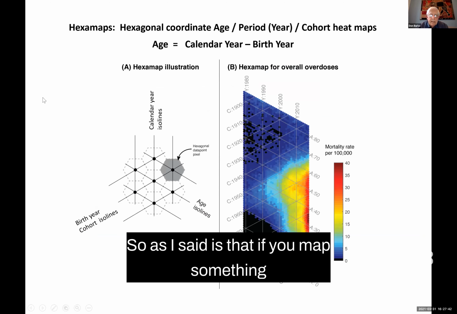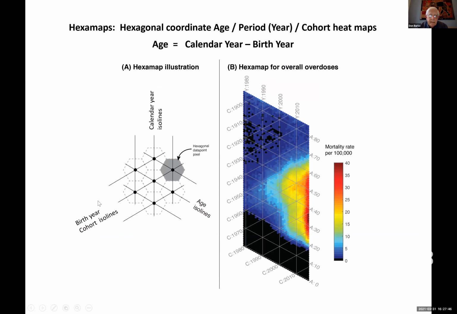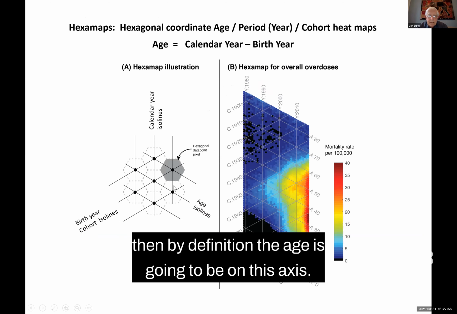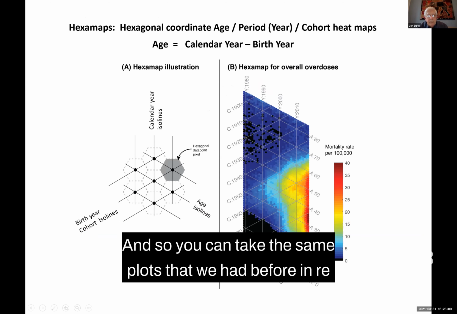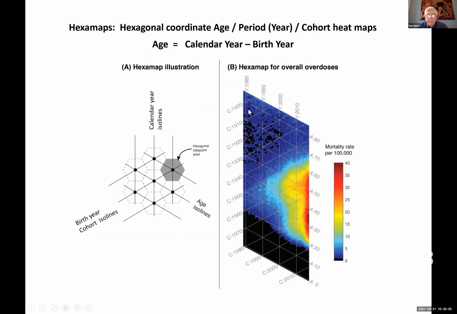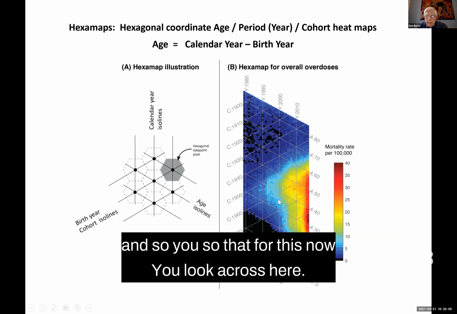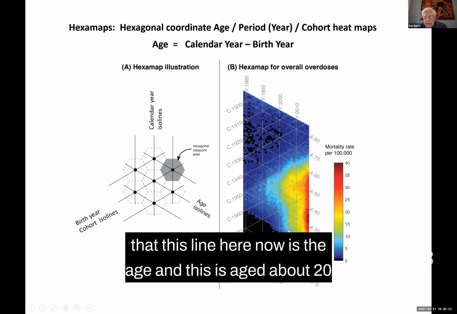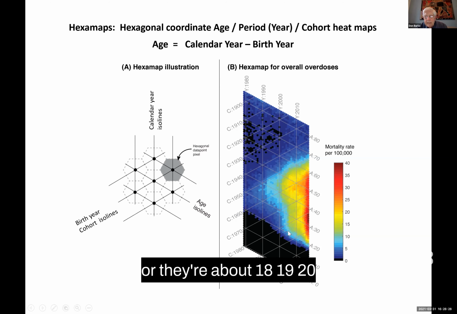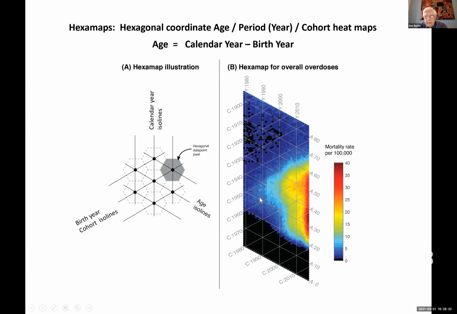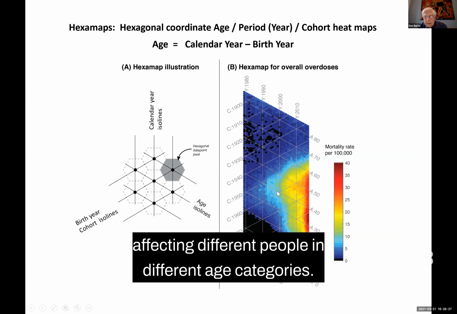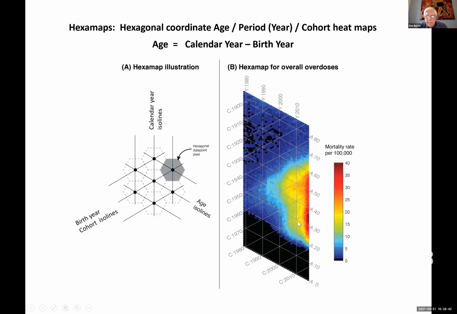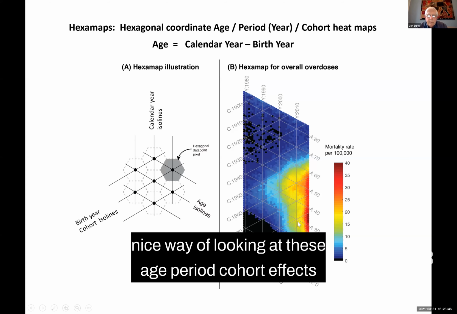As I said, if you graph something with the birth year on this hexagonal axis and the calendar year on this axis, then by definition the age is going to be on this axis. And so you can take these same plots that we had before and replot them as what we refer to as hexamaps. Now we look across here and see that the birth cohort 1950 is the boundary for when the epidemics began. This line here is the age, about 20 or thereabouts, 18, 19, 20. And as time goes by, the epidemic is affecting people in different age categories, if you look at it coming across this way. It's just a nice way of looking at these age-period-cohort effects.